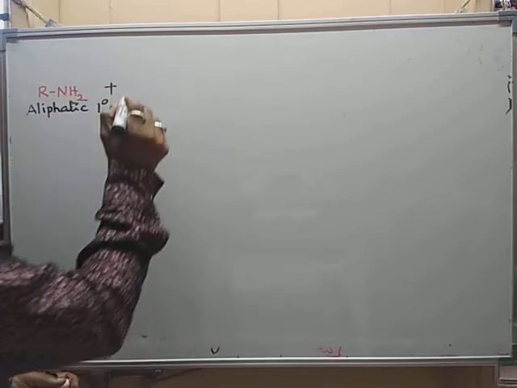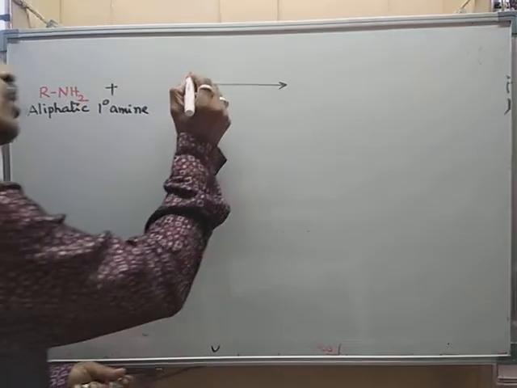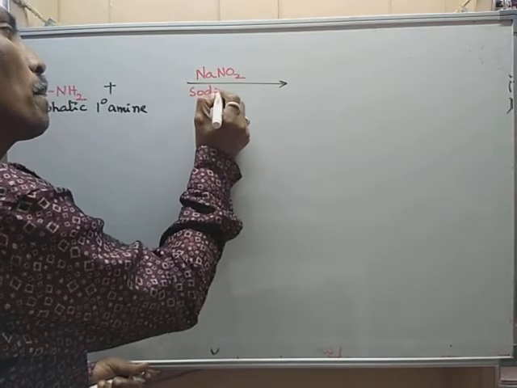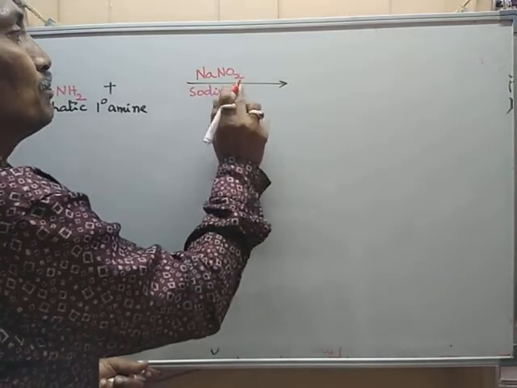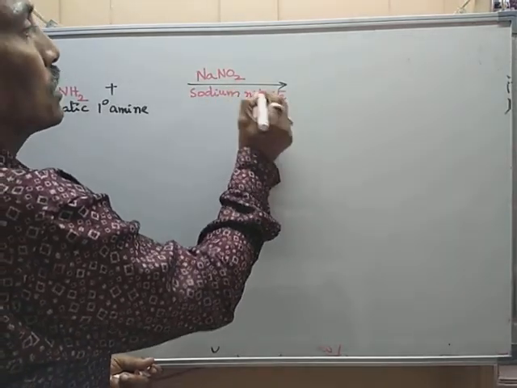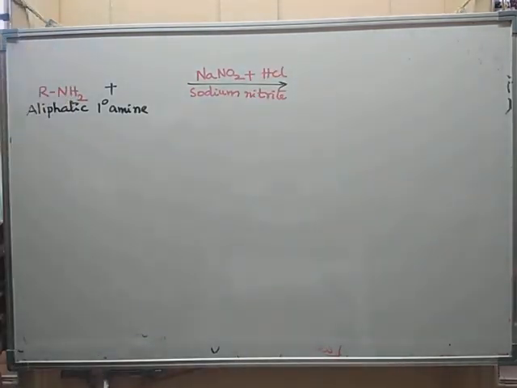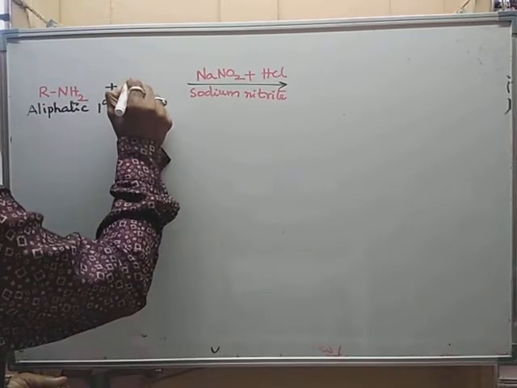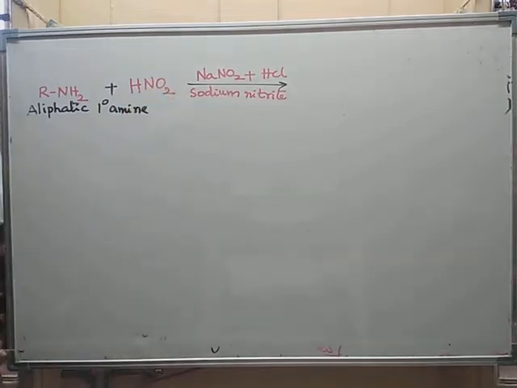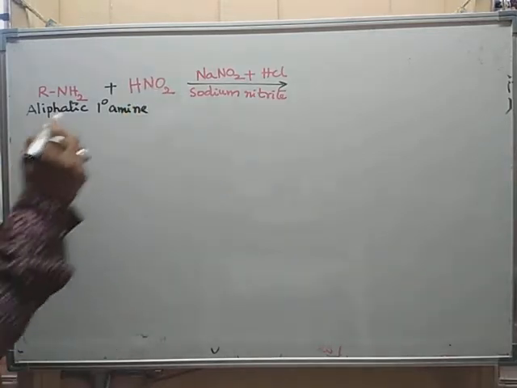Plus, as here the reaction mixture is NaNO2 and HCl. NaNO2 is a salt. Its name is sodium nitrite. Sodium nitrite is treated with hydrochloric acid. Then what is the acid produced on the spot? The acid produced on the spot is HNO2. What is its name? That is nitrous acid. With this combination, we got HNO2, that is nitrous acid.